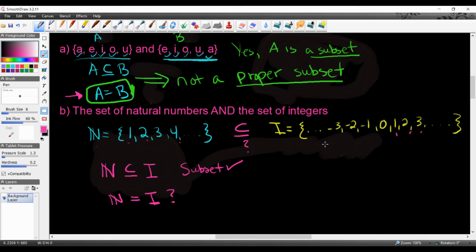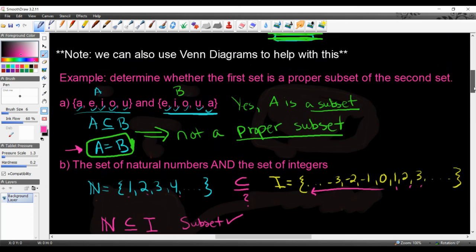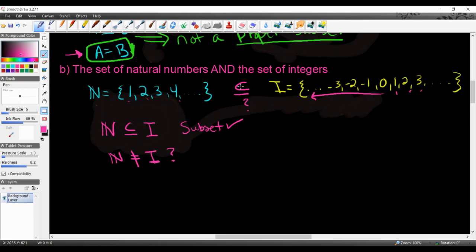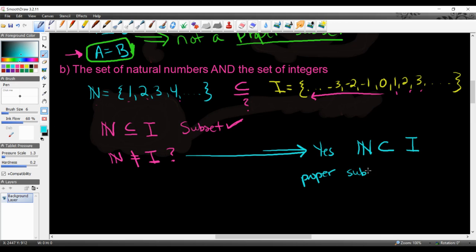Well, it looks like the integers have all these other numbers over here as well, and the natural numbers do not include the negatives. So N is not equal to I, which means that according to the definition up here, if this is not equal and every element of A is an element of B, in other words if it's a subset, which was true for us, then this in fact is a proper subset. So yes, N, the natural numbers, is a proper subset of I. And that is it for this section.